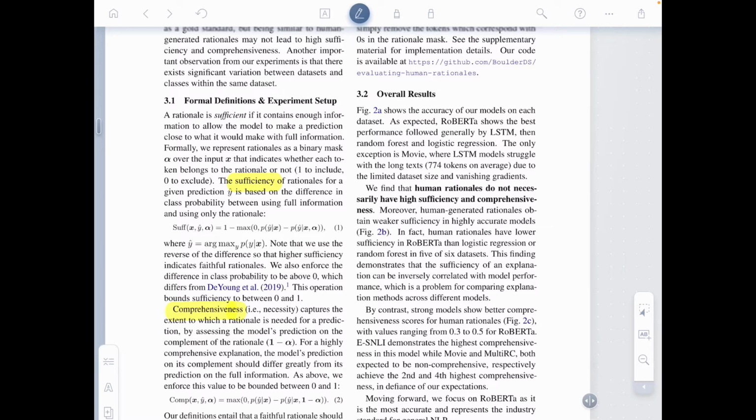The comprehensiveness score is based on this intuition. If an explanation is comprehensive, then the model's prediction on its complement should differ greatly from its prediction on the full information.